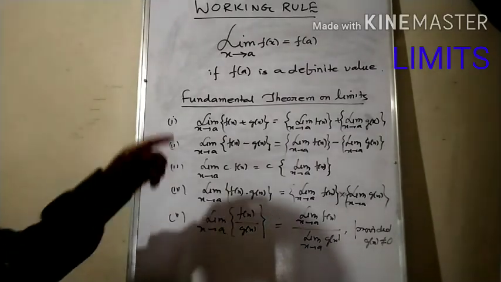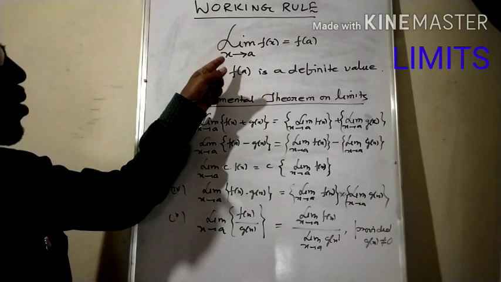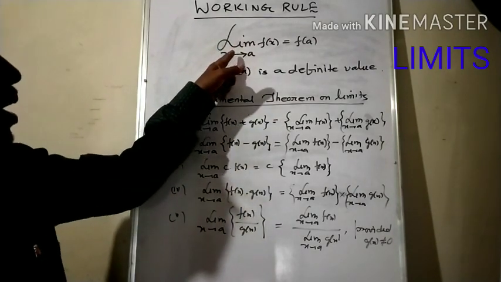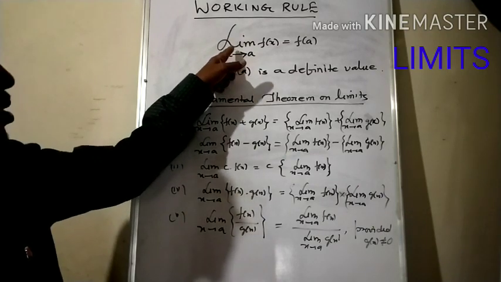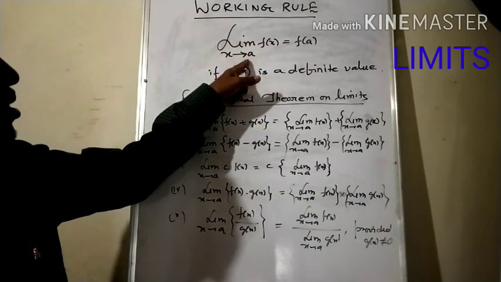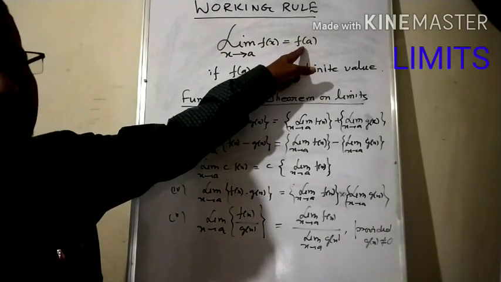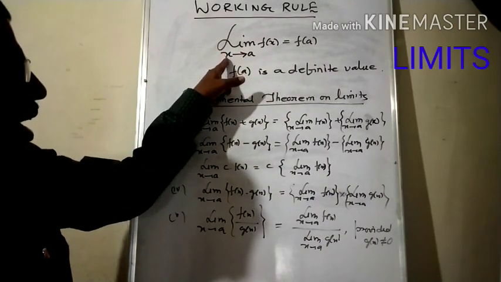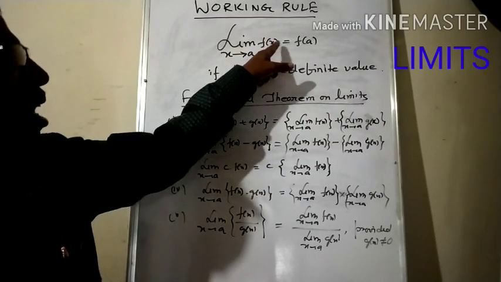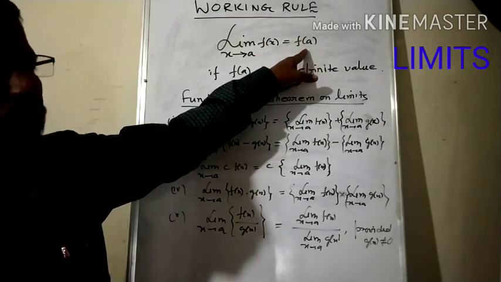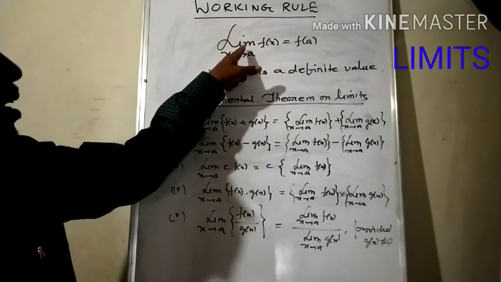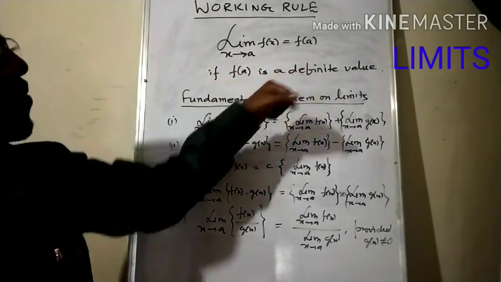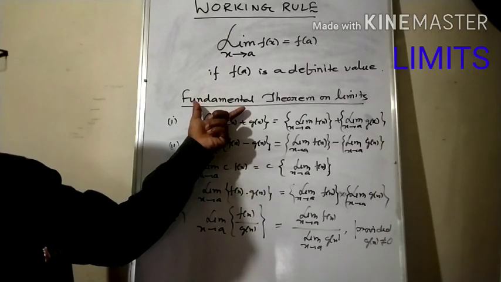Now, working rule of limits. So what is the working rule? Limit in short form you write lim, L-I-M. Under that you write x tends to a. The working rule: limit x tends to a f of x is equal to f of a. That means as x approaches a, f of x approaches f of a. So in short we write limit x tends to a f of x equals f of a, if f of a is a definite value.